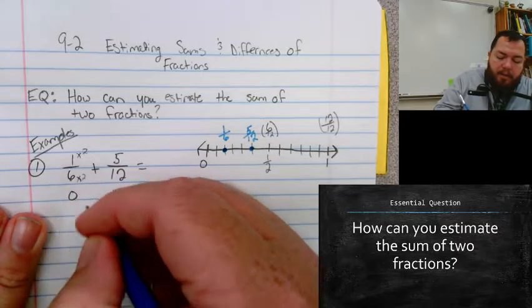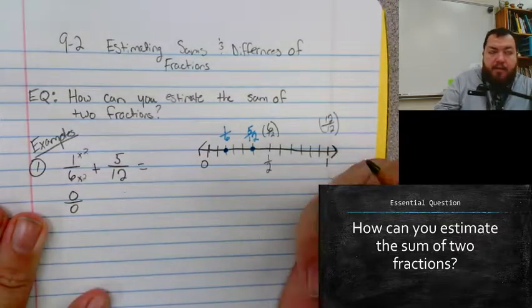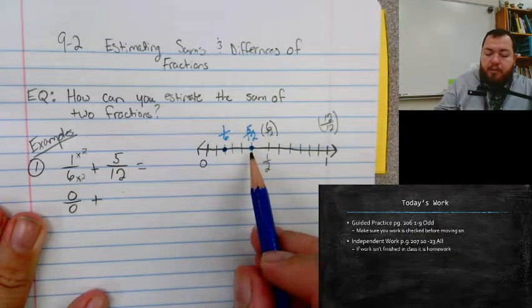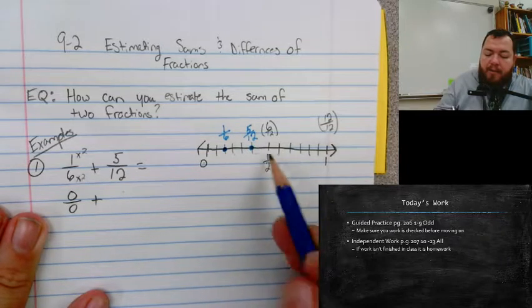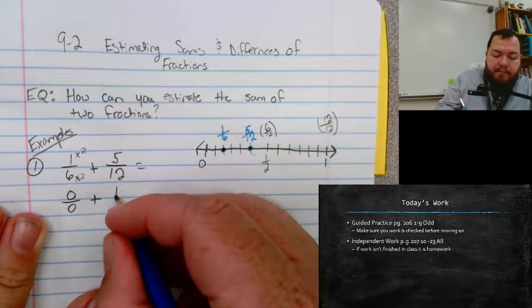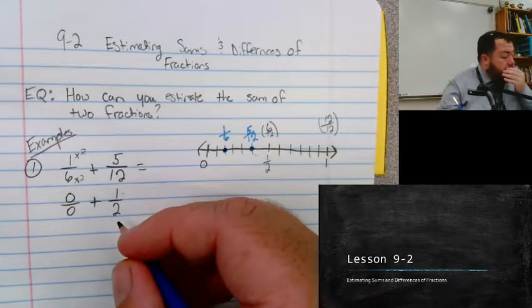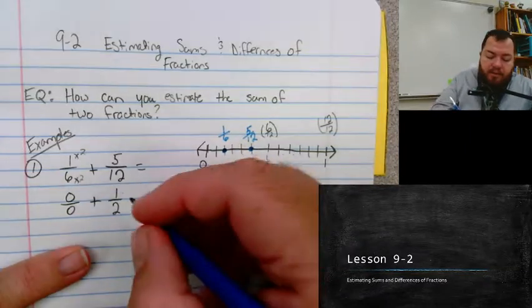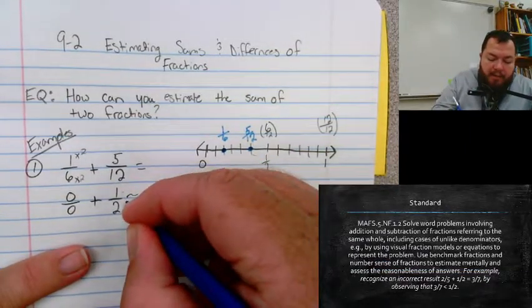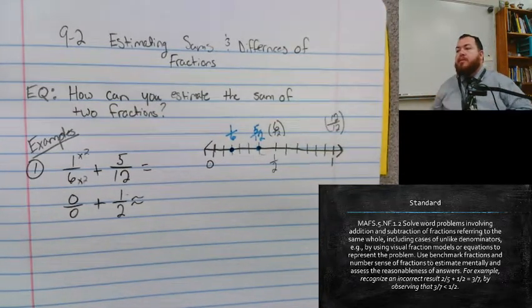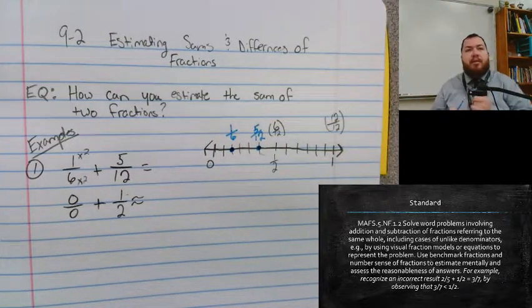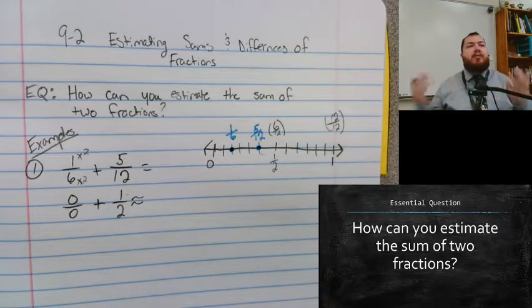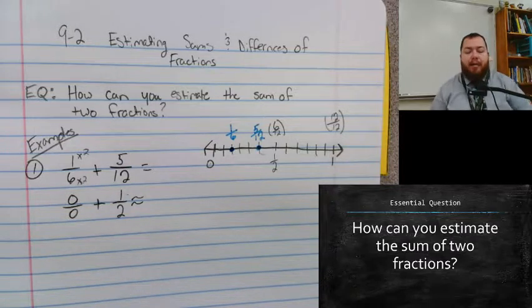And we could write 0 over 0 if that helps you guys. Or we could just write 0 plus, does 5/12 fall closest to 0 or 1/2? Well, 5/12 is almost 1/2. So when I write this out, I'm going to use the squirmy little lines for my equal sign. And what those squirmy little lines mean is it's an estimation. It's about. So what is 1/6 plus 5/12? It's about half.